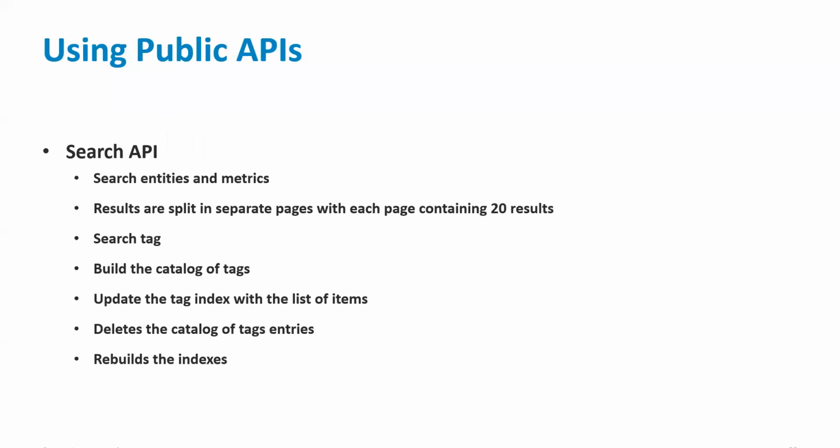Search API can be used to search entities and metrics, search tag, build the catalog of tags, update the tag index with the list of items, delete the catalog of tags entries, and rebuild the indexes.